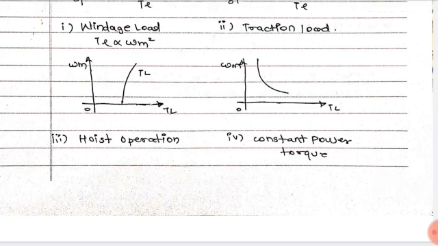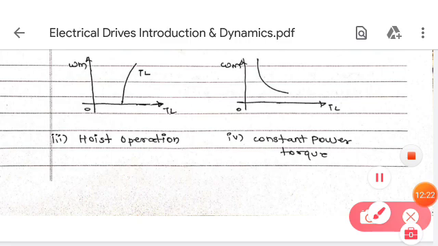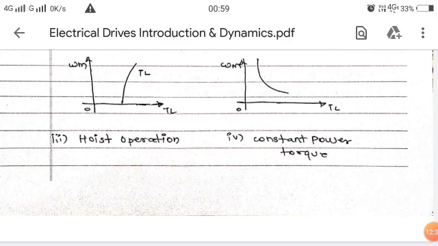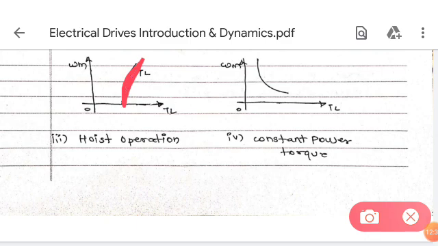Then hoist, we have seen 4 quadrant operation of hoist in a lecture. In that 4 quadrant operation, in hoist there is mainly Coulomb and viscous friction present, no stiction. So therefore the characteristic is like this, and this is very interesting. This is a constant power characteristic.